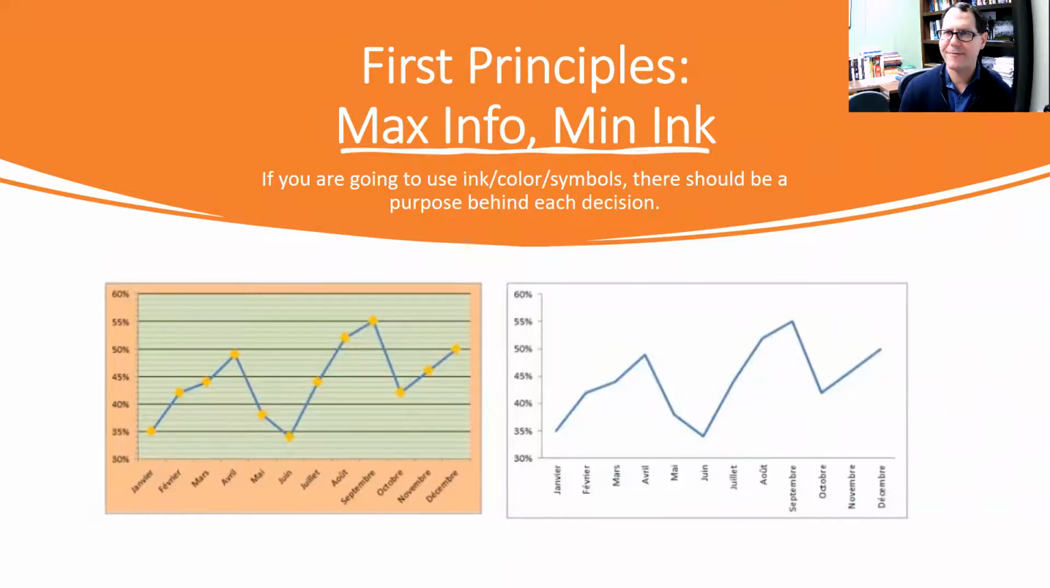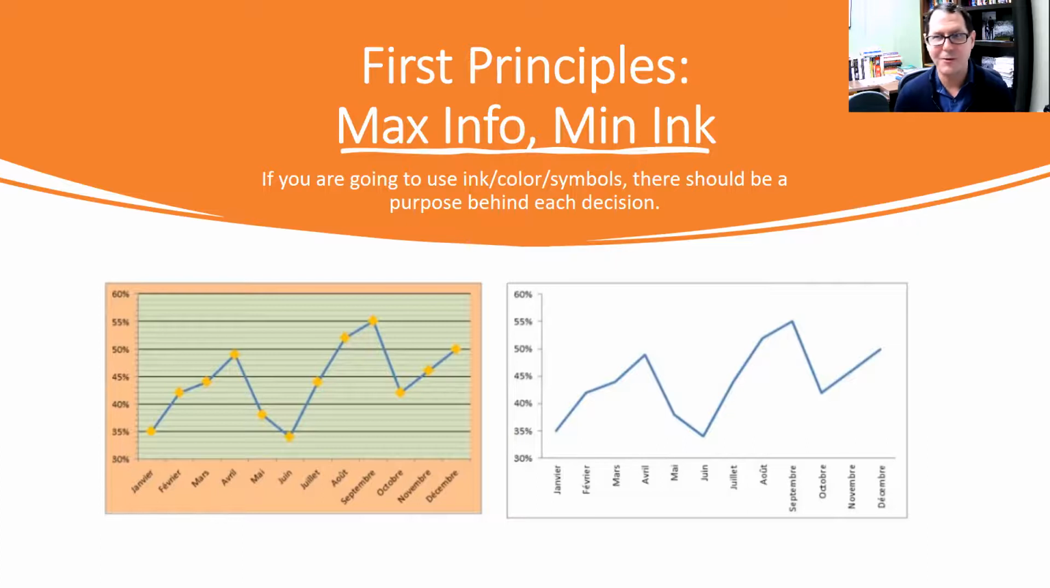Okay, a second first principle is the idea of max info, minimum ink. And this is the idea that you want to communicate lots of information to people, but you don't want to do it in a way that's cluttered, in a way that's chaotic, in a way that uses more ink than is necessary. And so if you're going to use color, that color should serve a purpose. If you're going to have lines, those lines need to be helpful to be able to understand what's going on.